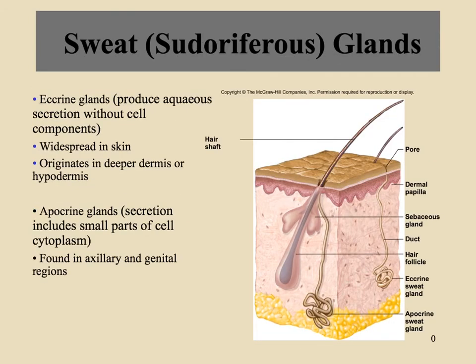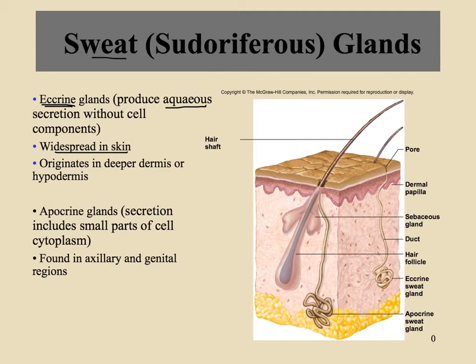Another type of gland in the skin are your sweat glands or your sudoriferous glands. These come in two different types. The eccrine glands are the ones that produce sort of the non-smelly sweat. It is high in water, very aqueous, and these are found throughout our skin. They're widespread in the skin, but especially places like your forehead and sometimes your back and the palms of your hands, places that you tend to sweat a lot when you're hot.